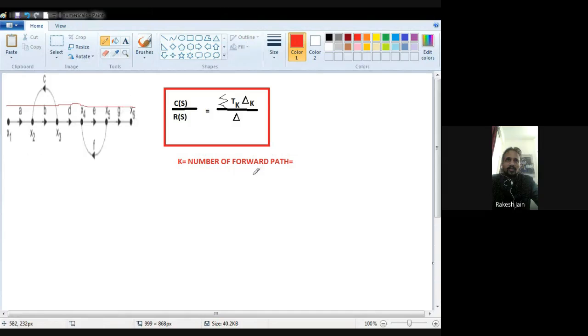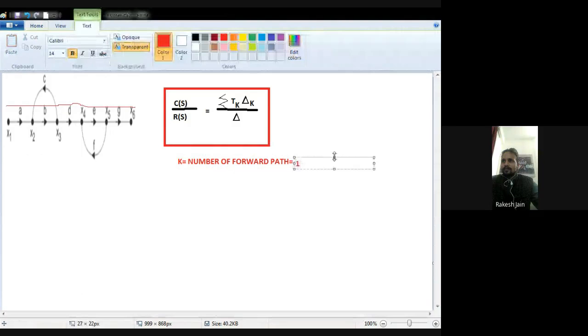Now is any other forward path there? I just check. I start from x1, reach up to x2, but I can't reach x3 via the gain C, because the arrow direction is opposite. So this is not a forward path. Then x1 to x2, then x3, then x4. I can't reach x5 via this branch, because the direction of F is opposite to my direction. So only one forward path. So I just write down that I have only one forward path.